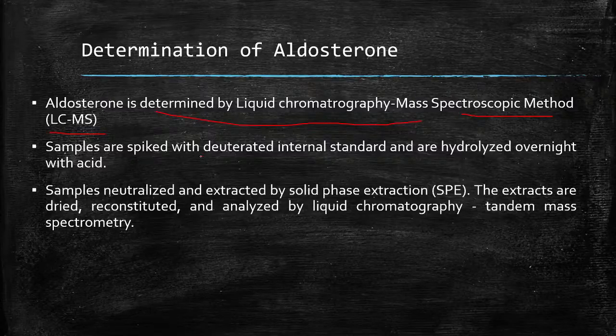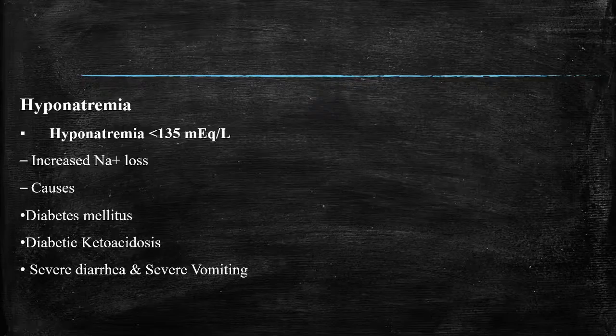So samples are spiked with a deuterated internal standard, and are hydrolyzed overnight with acid. The samples are neutralized and extracted by the solid phase extraction method, and the extracts are dried, reconstituted and analyzed by liquid chromatography tandem mass spectrometry.